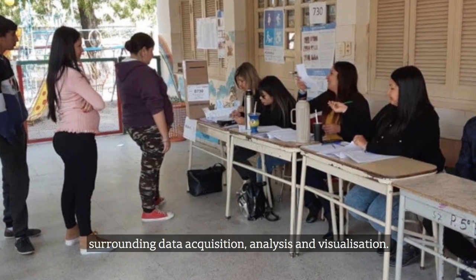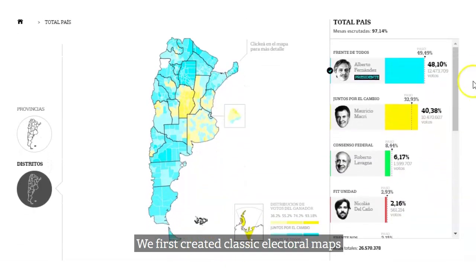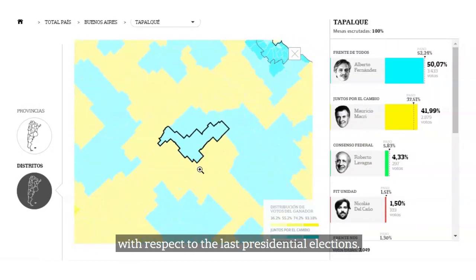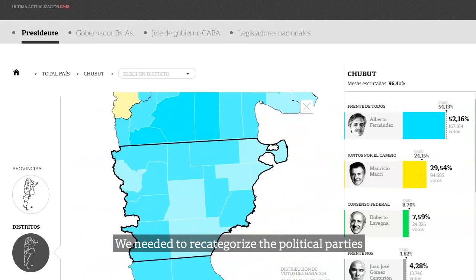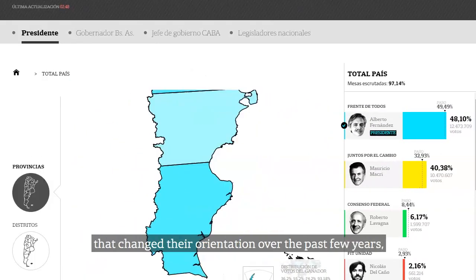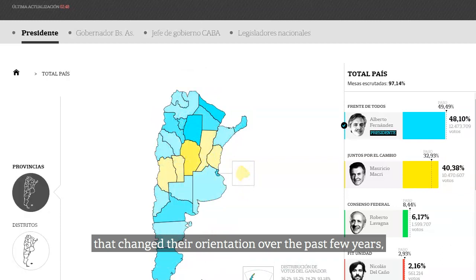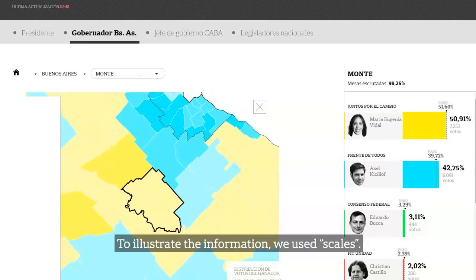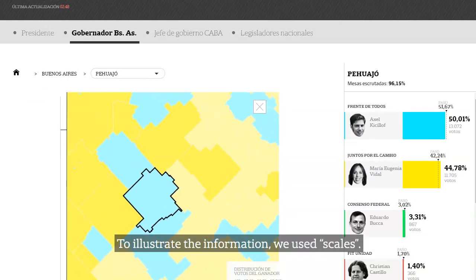and visualization. We created classic electoral maps and compared the changes in the performance of the two main political forces in the country with respect to the last presidential elections. We needed to recategorize the political parties that changed their orientation over the past few years in order to make accurate and representative calculations. To illustrate the information, we used scales.